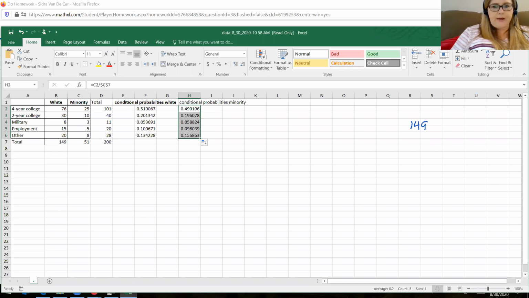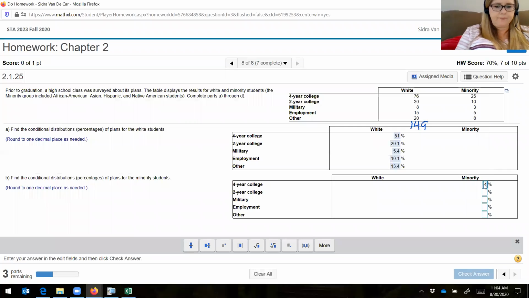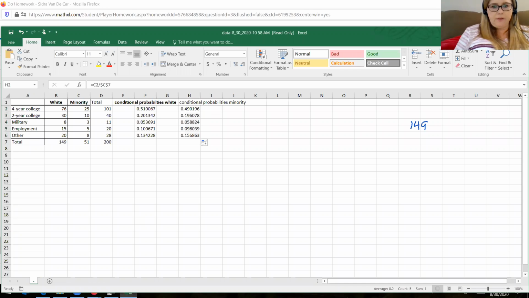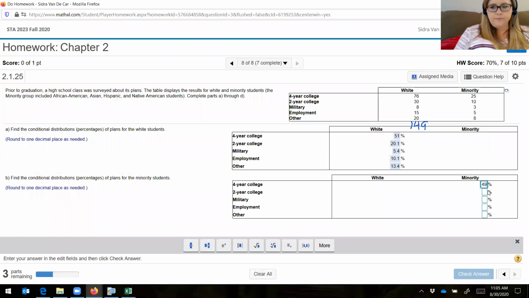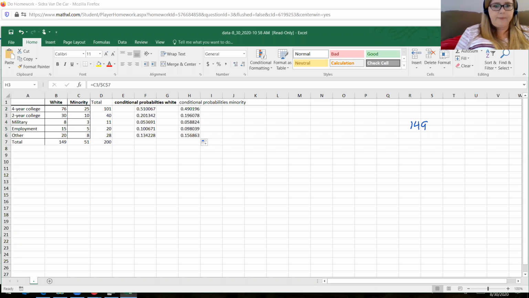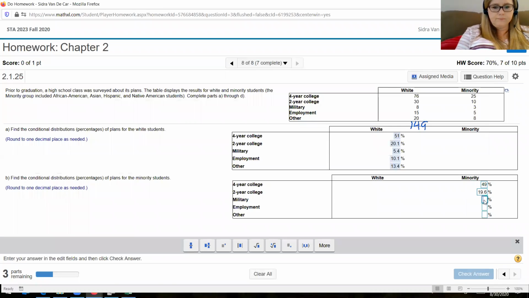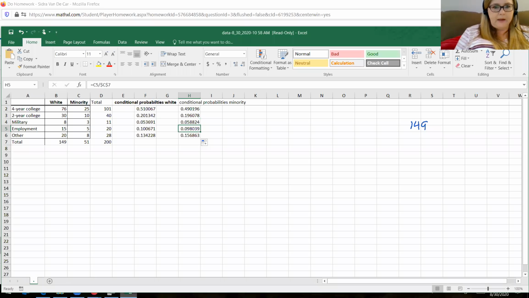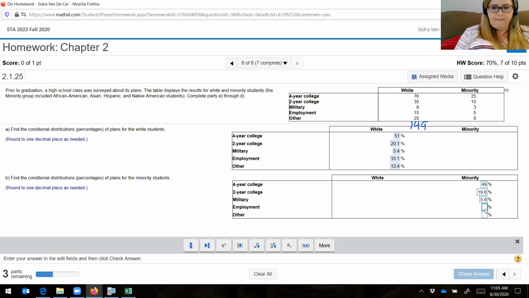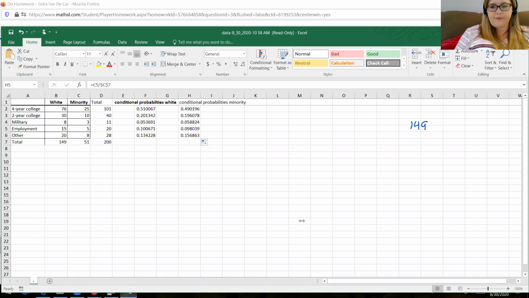right? So we're going to go back over here and we're going to go 49%. And the 2-year college would be 19.6%. And the military would be 5.9%. And the employment would be 9.8%. And the other would be 15.7%.